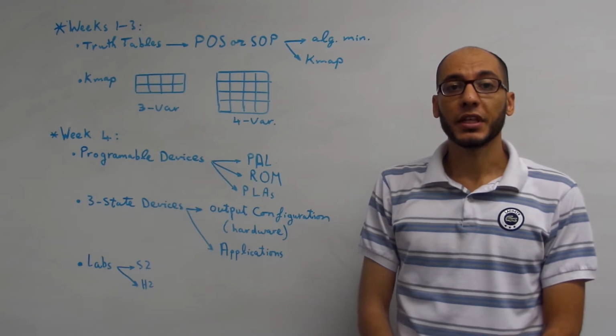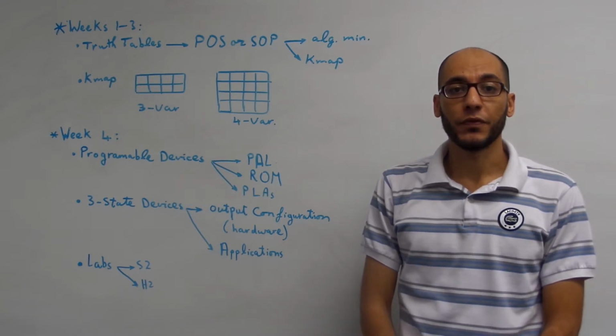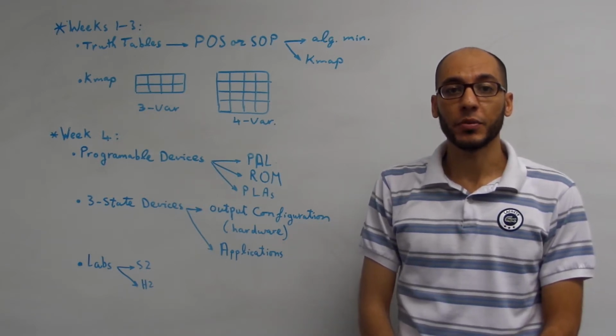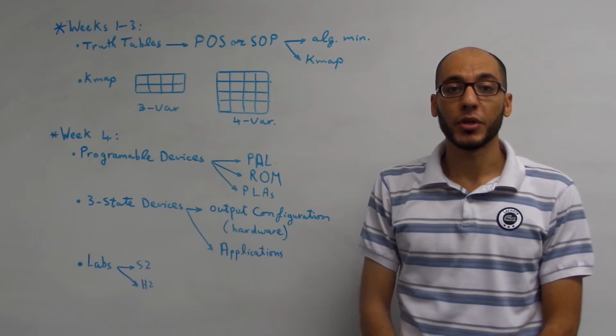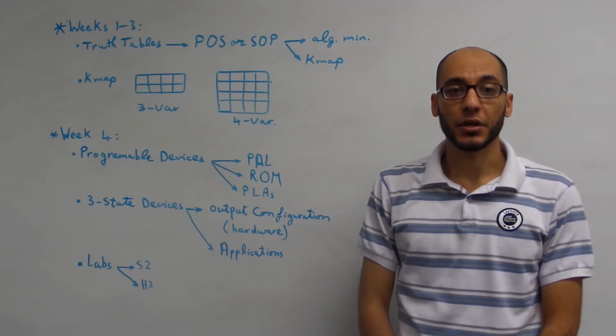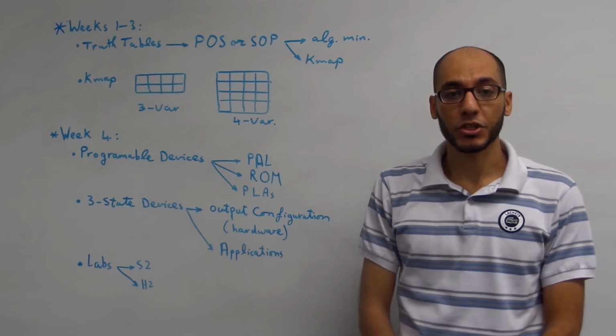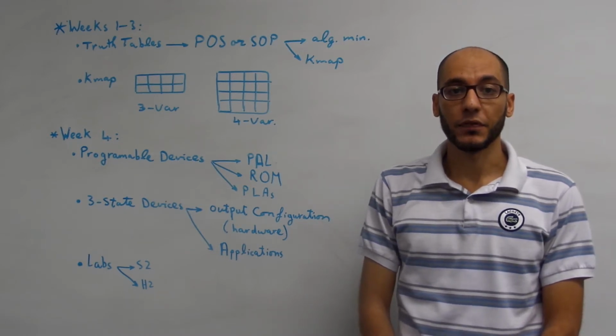And you have seen that K-maps could have any number of variables. So if it's a 2-variable K-map, 3-variable K-map, or 4-variable K-map, you could do the minimization of these expressions and find the expression that minimizes the function.